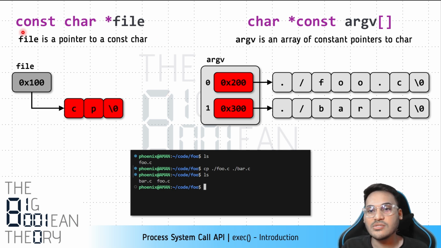The first argument is the name of the file. This is a pointer to a const char, as you can see in the description I have written. The file is a pointer to a const char, whereas this argv is an array of what? It is an array of constant pointers to char. So argv is an array of constant pointers to char.